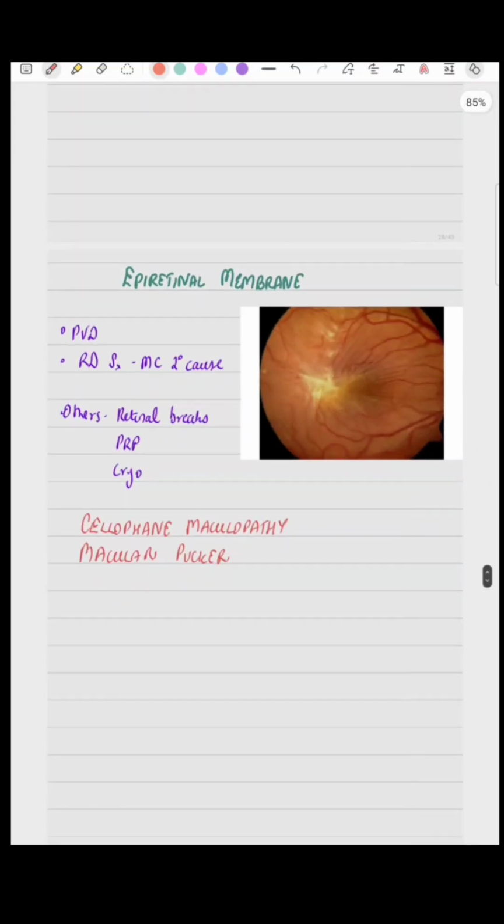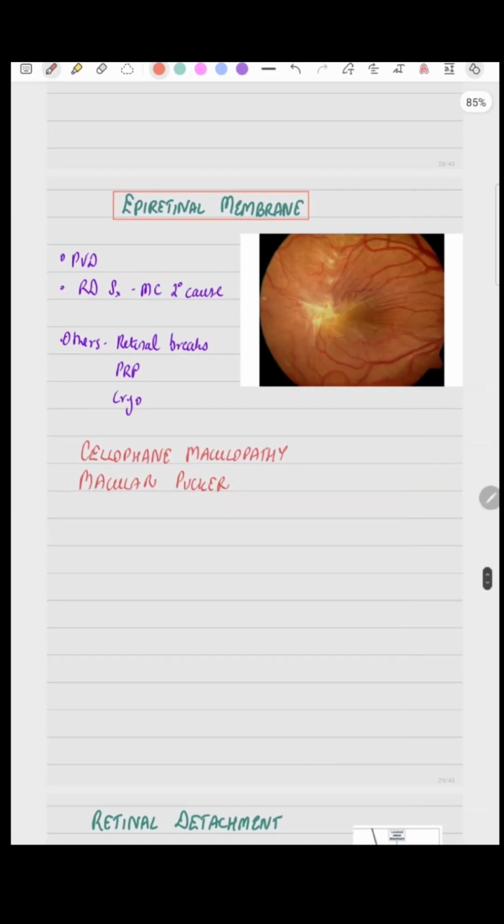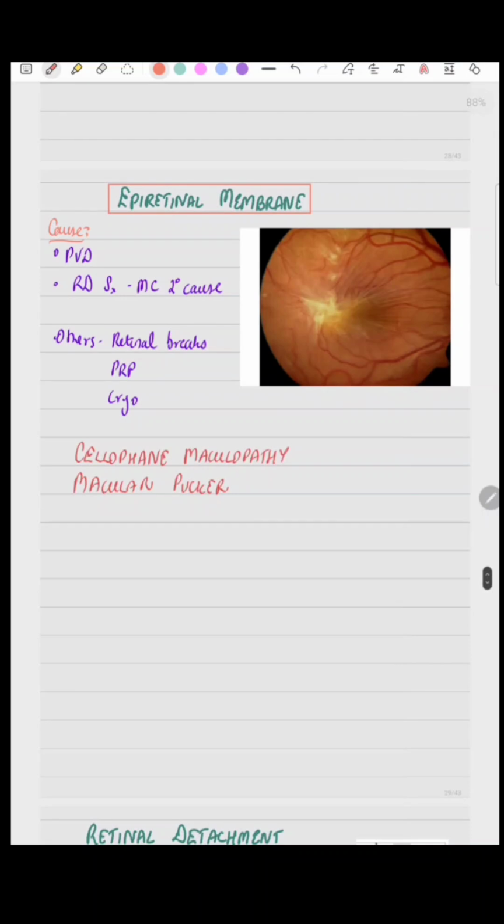Next one is epiretinal membrane. The cause is idiopathic, mostly posterior vitreous detachment. Then usually retinal detachment surgery is the most common secondary cause, and other causes are also there, like retinal breaks, panretinal photocoagulation, retinal cryotherapy, retinal vascular disease, inflammation, and trauma.